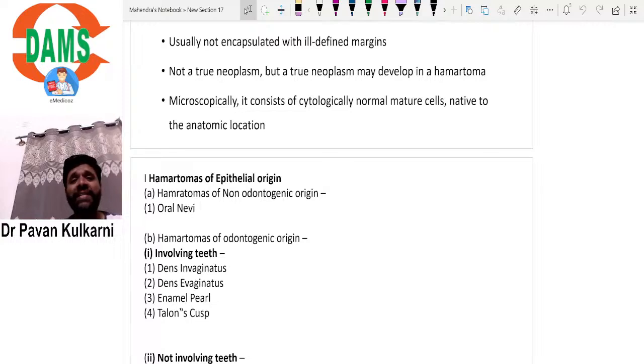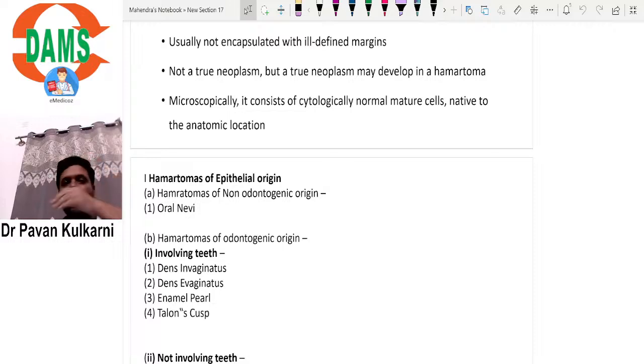What we are supposed to understand here is that an example of a hamartoma of non-odontogenic origin is nevi. All of us know about nevi, right? Nevi are hamartomas. Understand this. Nevi usually occur on the palate. Based upon the different types of nevi, different locations are there, but the most common location is the palate. So nevi is a classical example of a non-odontogenic hamartoma.